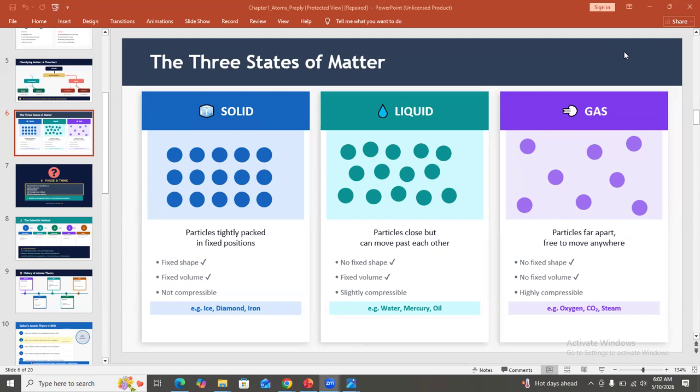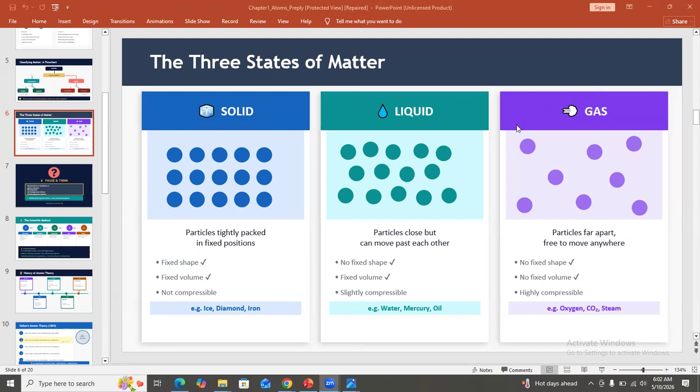Gas has no fixed shape, it has no fixed volume, and it's highly compressible since the molecules are quite away from each other. So this is pretty basic stuff.